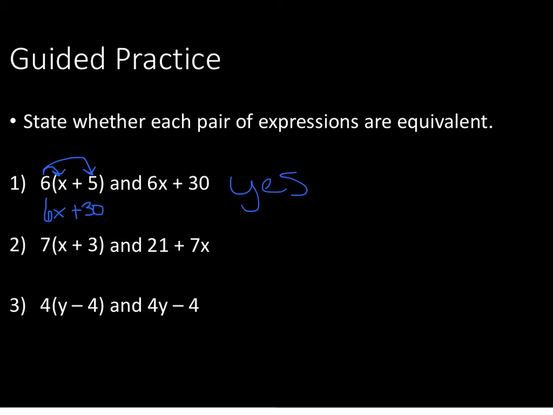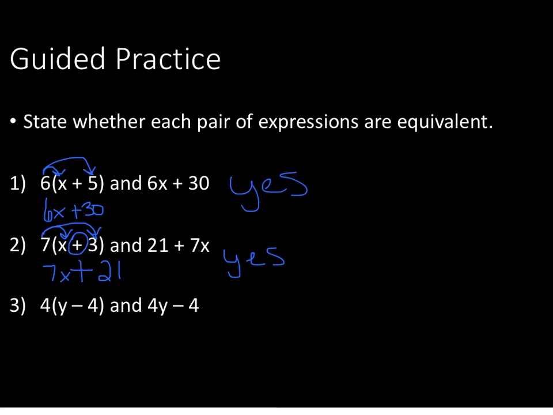The second one, I have 7(x + 3) and 21 + 7x. So I have 7 times x, which is 7x. Keep my same sign, so plus 7 times 3, which is 21. Is 7x + 21 equivalent to 21 + 7x? Yes, it is.